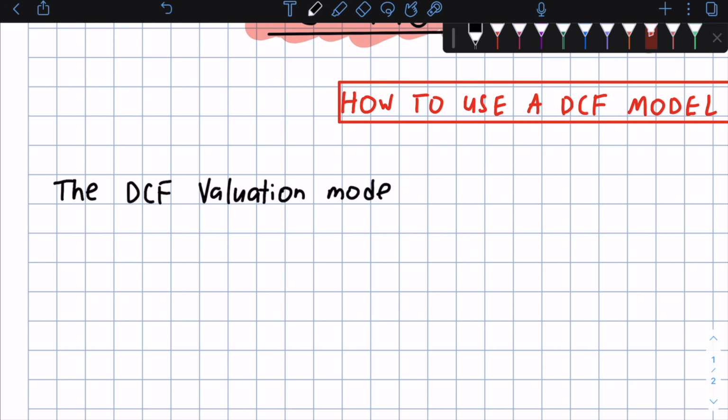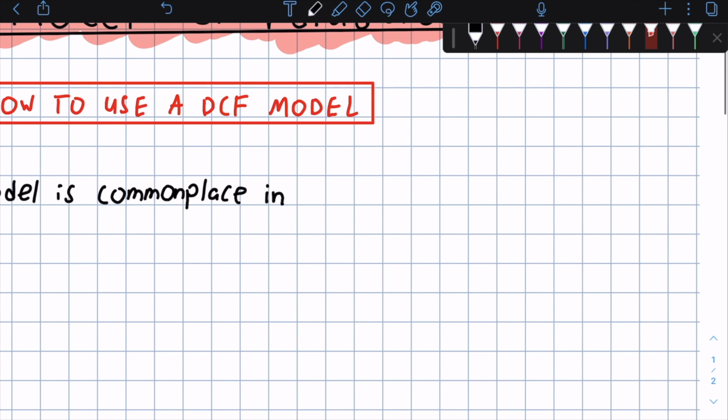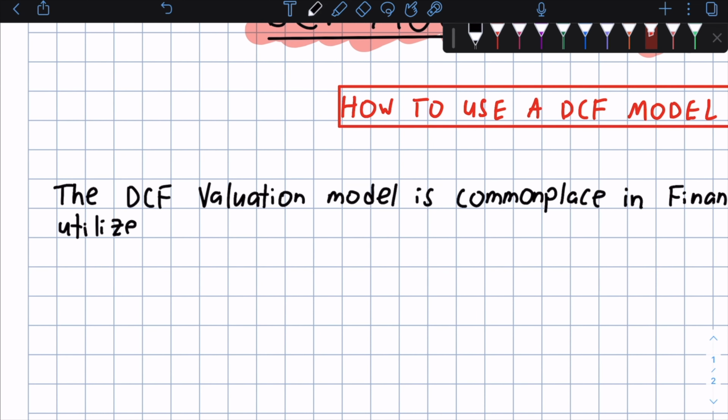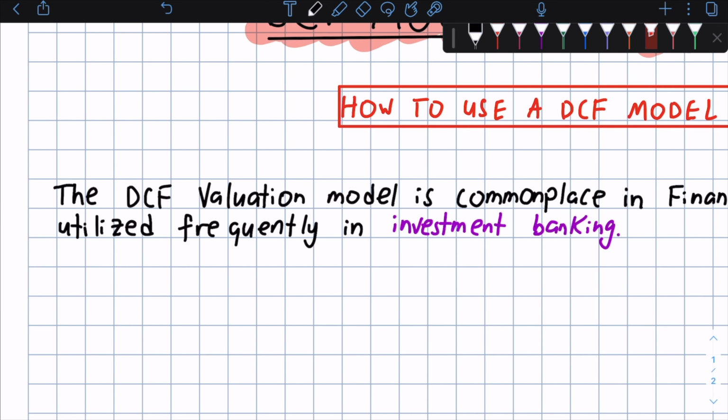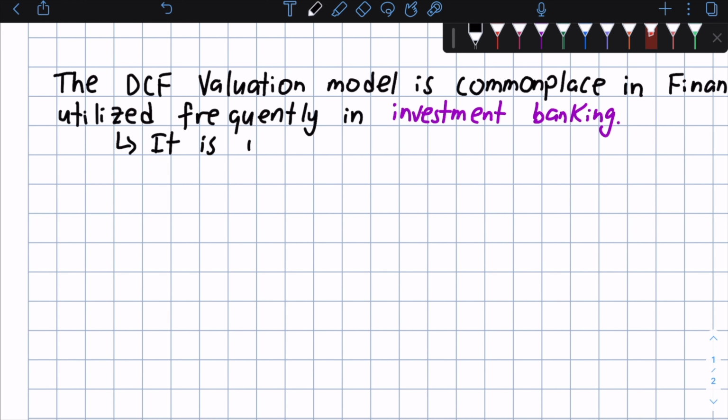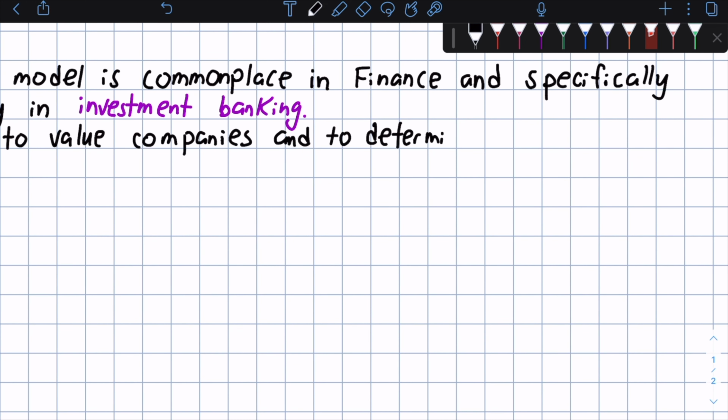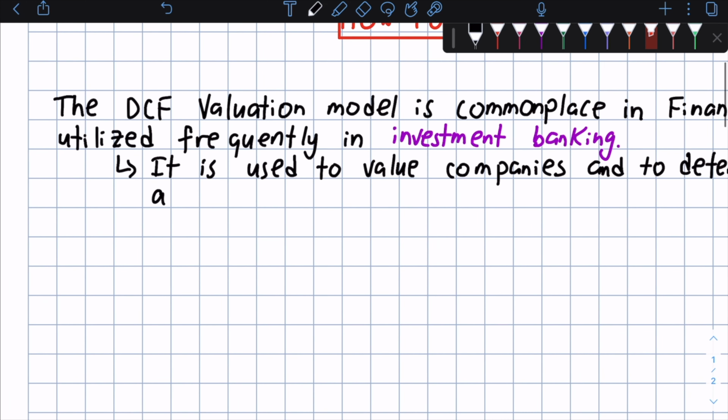So first of all, how do we use a DCF model? The DCF valuation model is commonplace in finance, and more specifically, it is utilized very frequently in investment banking. If you've talked to anyone who's in investment banking, this is a model they use very frequently. It's used to value companies and ultimately to determine whether or not a certain investment is worthwhile.